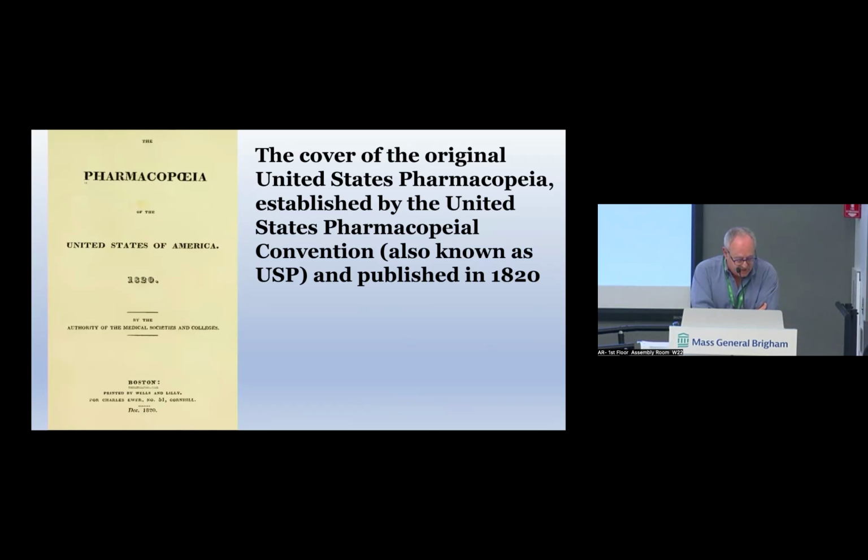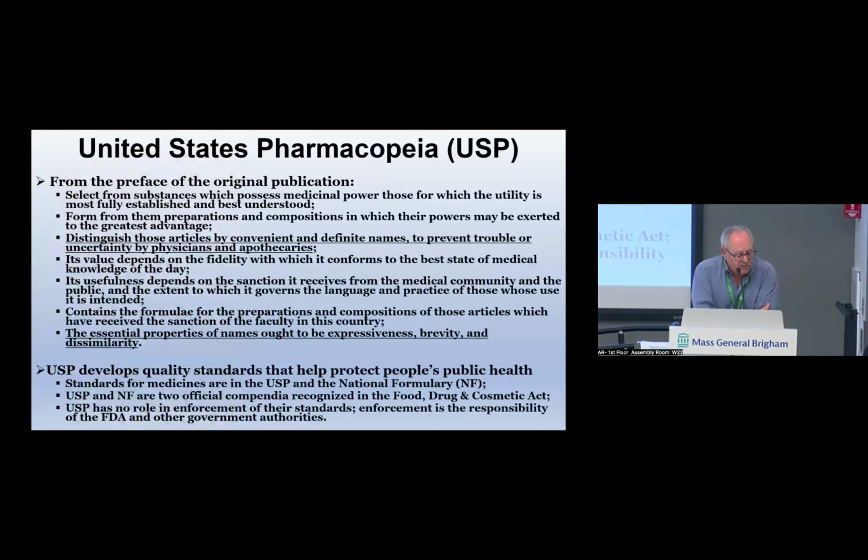The original United States Pharmacopoeia, the cover of which is shown here, was published a little over 200 years ago. There are a number of statements in the preface of the original publication, which are also shown here, that describe USP's role. The two underlined statements relate most to the topic of labeling. First, labeling helps to prevent uncertainty regarding the medication named on the label by ensuring that drugs have a definite name. Second, ensuring that medication names are not similar helps to avoid mistakes in medication identification and selection.